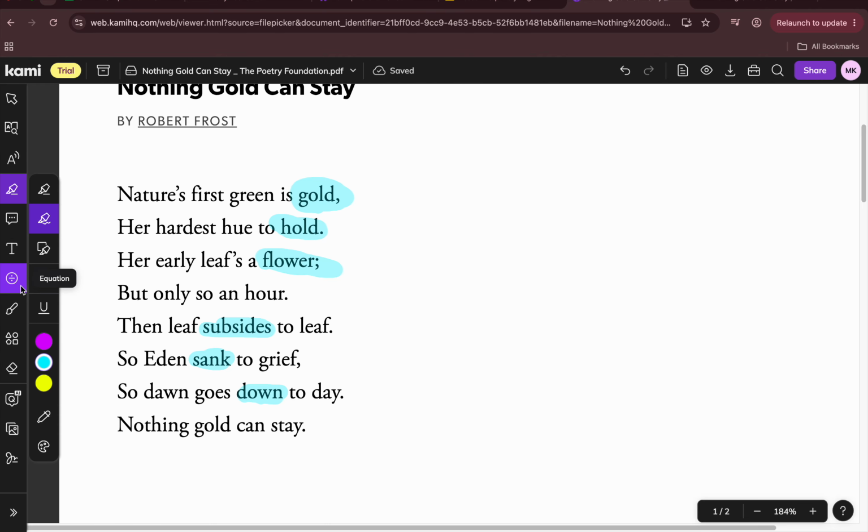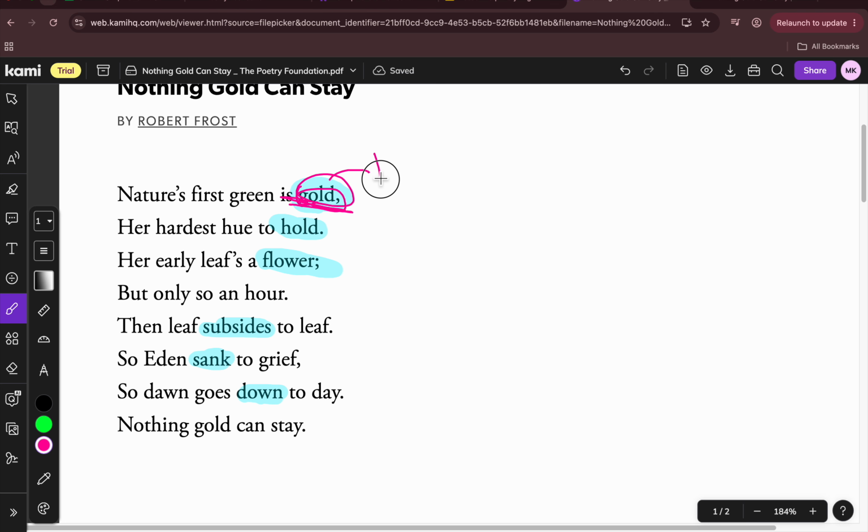If we wanted to get this first line and analyze the diction of gold, you could ask yourself, well, Frost could have said nature's first green is a different color. He could have said just bright. He could say nature's first green is yellow. So we have to ask, why gold?